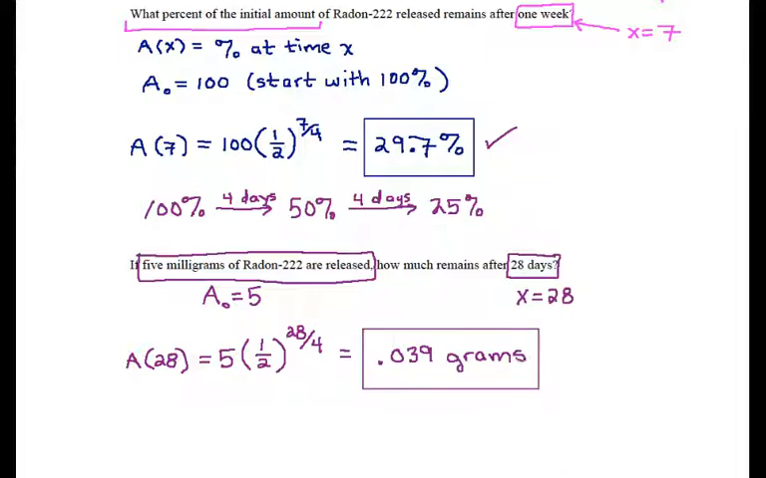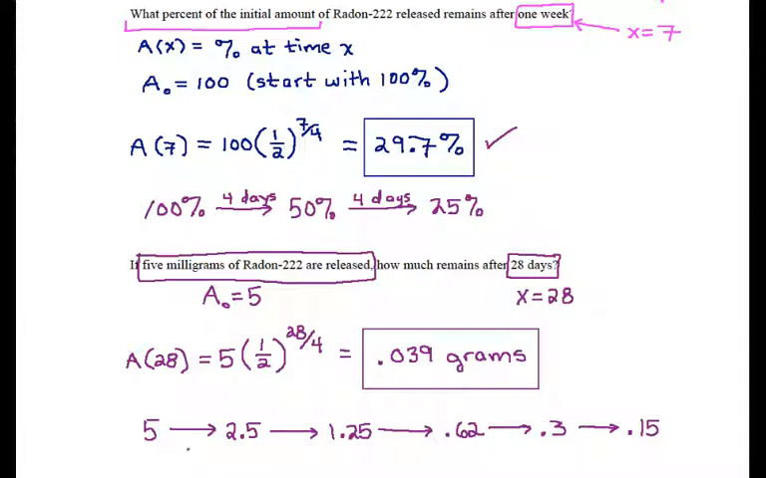Again, I can look at half-lives and make sure that this answer is reasonable. So I start with 5 grams. After 4 days, I'm down to 2.5 grams. After another 4 days, I'm down to 1.25 grams. After another 4 days, I'm down to 0.62 approximately. Then down to approximately 0.3, next down to approximately 0.15.